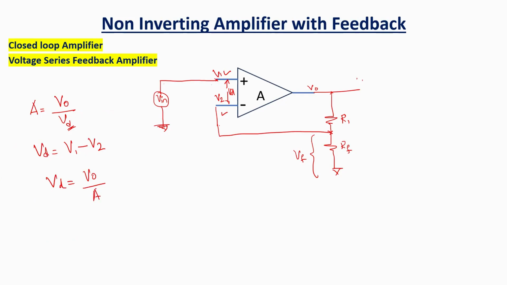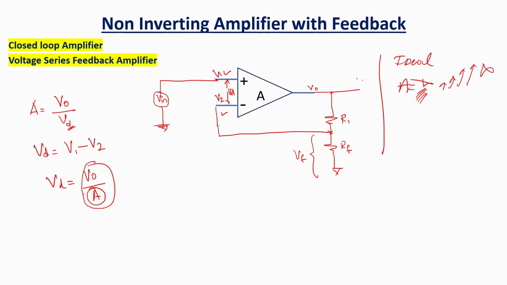So what is A? A is gain. We all know the ideal op-amp equations. What is the ideal op-amp equation? The gain is very, very huge. As it tries to go towards infinity, the whole thing will become zero. So VD is equal to zero.